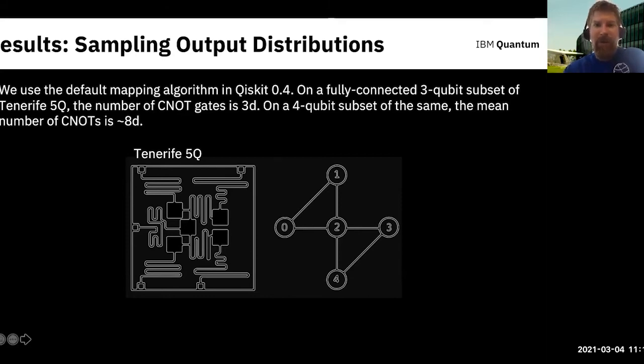However, if you want to look at a 4-qubit subset of the same, you'll look at this topology and notice that there's no way I have any 4 connected qubits on this device, which means I need to introduce swaps, and swaps take up 3 CNOTs. There's some clever compilation techniques we can use to try and reduce that, but on average, it's 8 times the depth of the circuit, which means it's very, very expensive the further you go in depth.